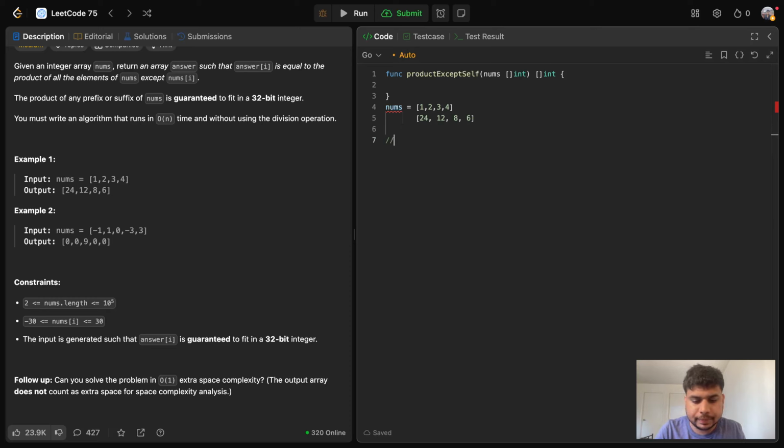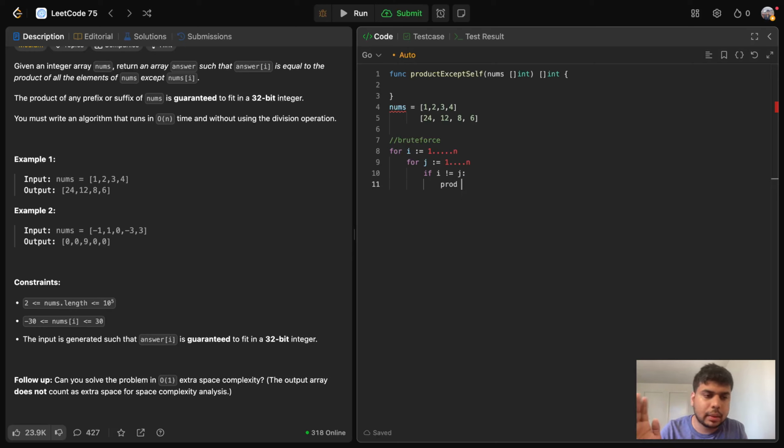How would you do it brute force? I think you would just go from i equal to 1 to n, and for j, again you would go from 1 to n. And if i is not equal to j, you would find the product. So for this index, you would go through all the elements, and if it is not equal to the position i, you would compute the product and append it to the answer array.